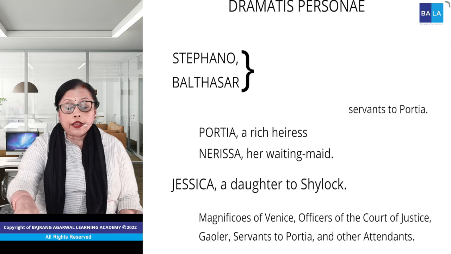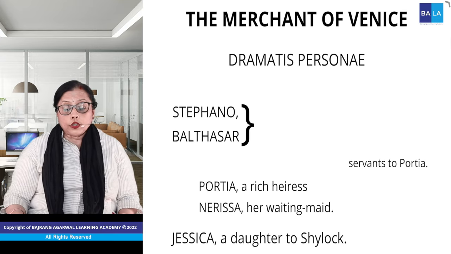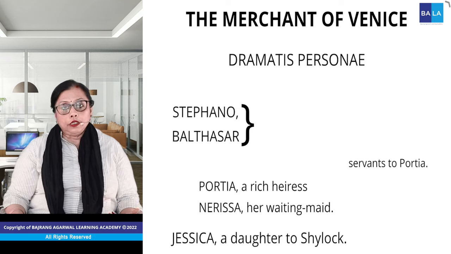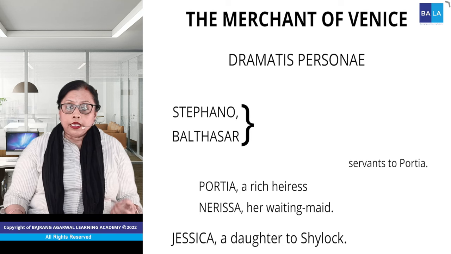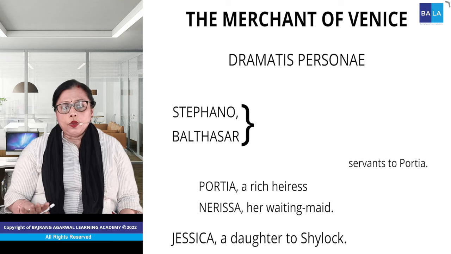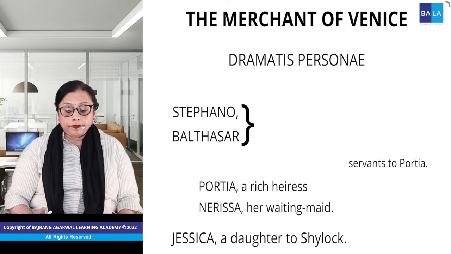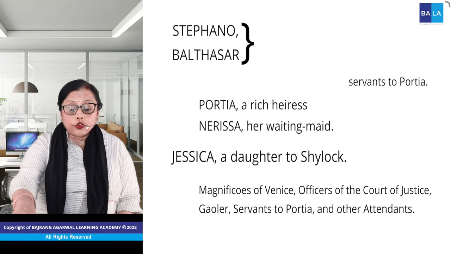Leonardo, servant to Bassanio. Then we have the servants to Portia, Stefano and Balthazar. The heroine of the play, Portia, a rich heiress, H is silent, heiress, meaning she has inherited a lot of wealth from her father. Nerissa, who in the end marries Graziano, a friend of Antonio and Bassanio. Nerissa is her waiting maid, someone who's always with Portia, looking after her and giving her company. Jessica, who is the daughter of Shylock.